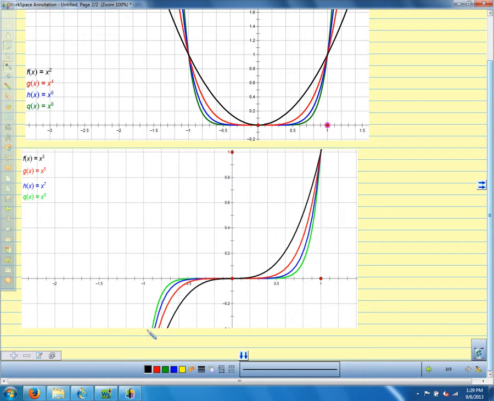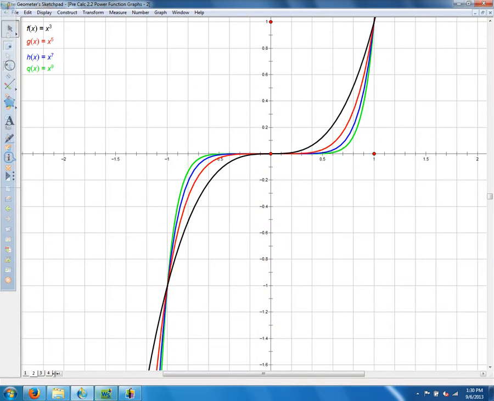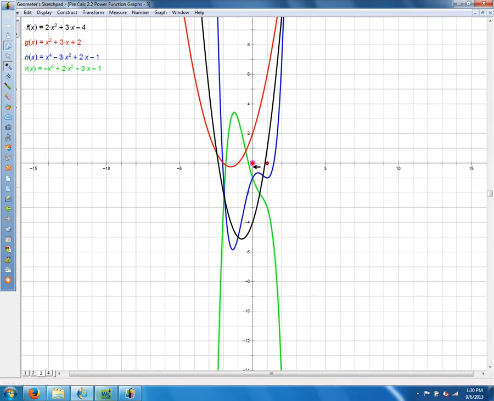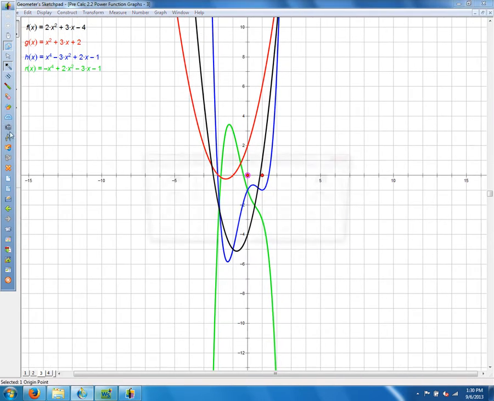And then I have some graphs of some other functions, just some polynomial functions, just so we can take a look at those. So let me grab those. Move this up a little bit. We'll grab a picture of that.